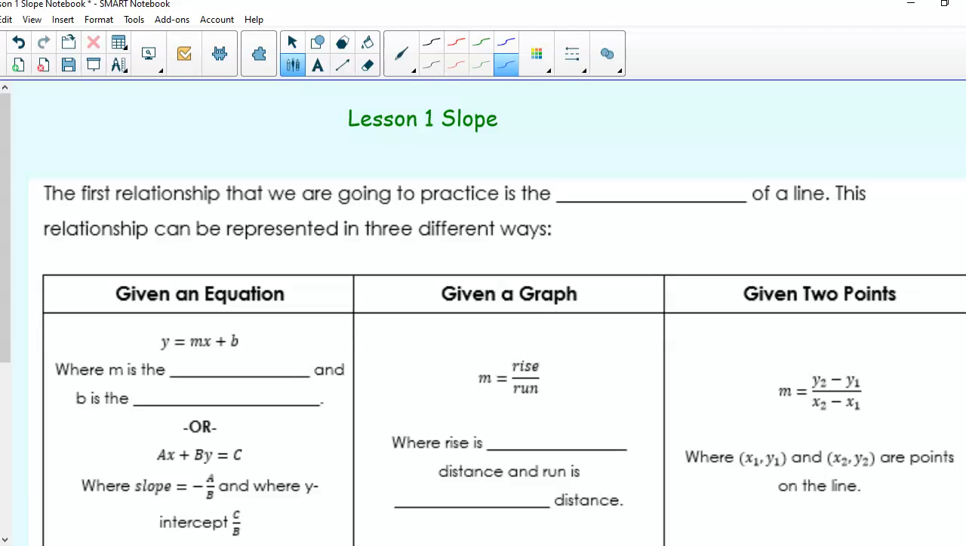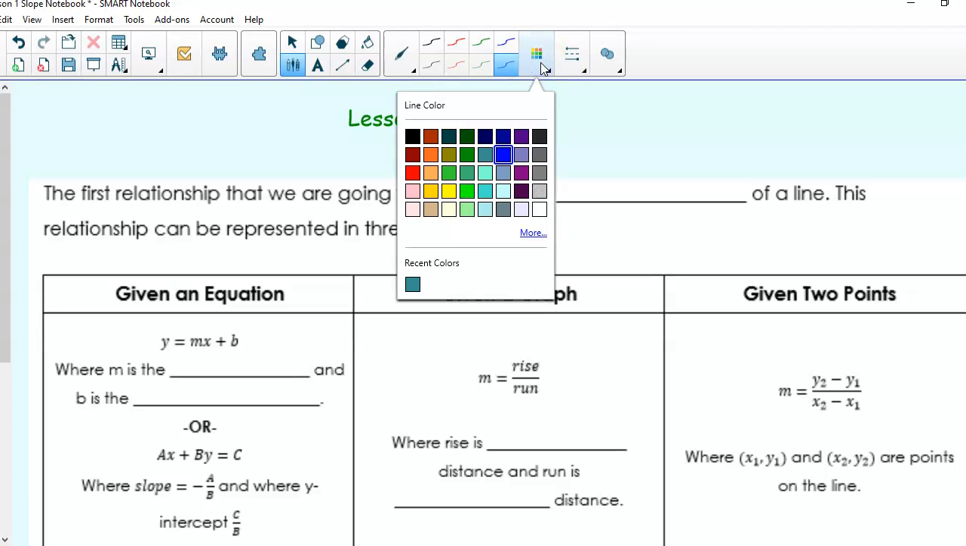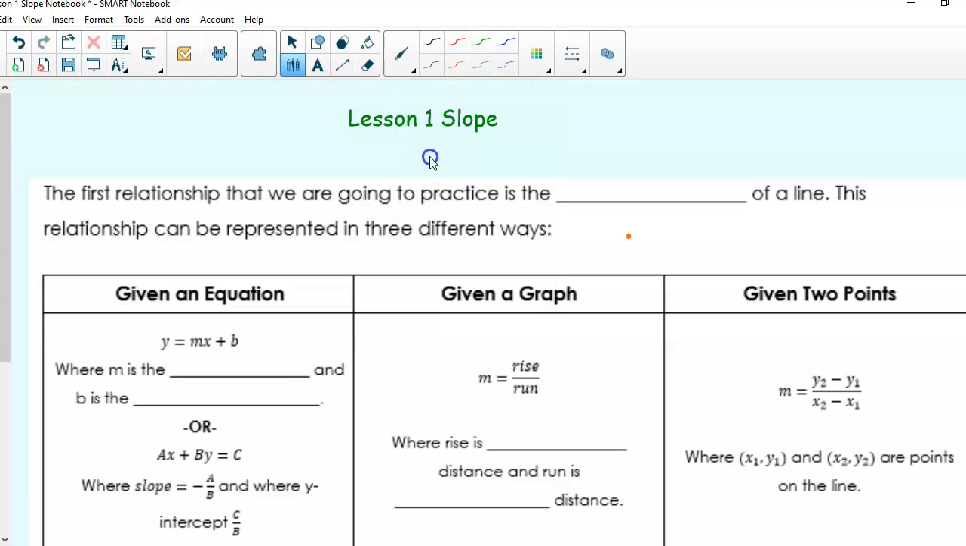The first relationship we're going to practice is our slope. We've been talking about it, now we're going to practice it. This relationship can be represented 3 different ways. The first way is given an equation.